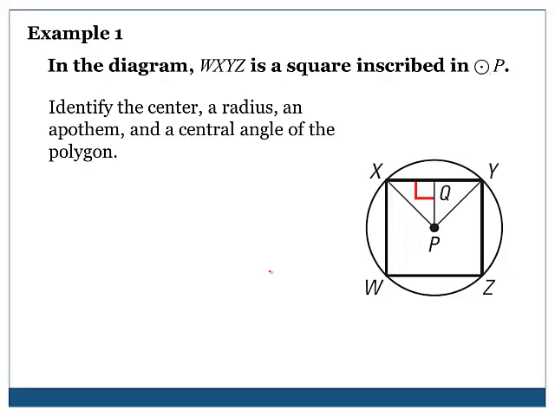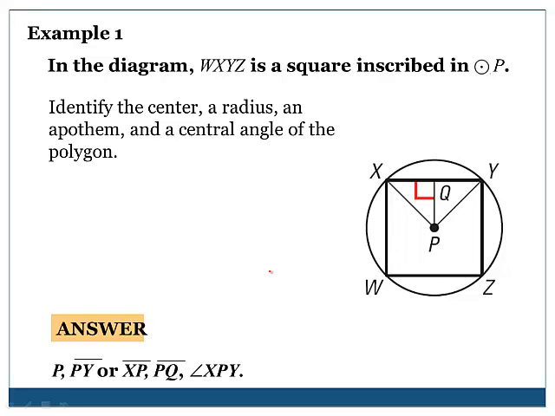Okay, so just to get a little bit of comfort with this, example 1, we have in the diagram WXYZ is a square. So we know it's a regular polygon, and it's inscribed within circle with center P. It says identify the center, a radius, an apothem, and a central angle of the polygon. So do me a favor, pause the video, and see if you can do that right now. So here is your answer.